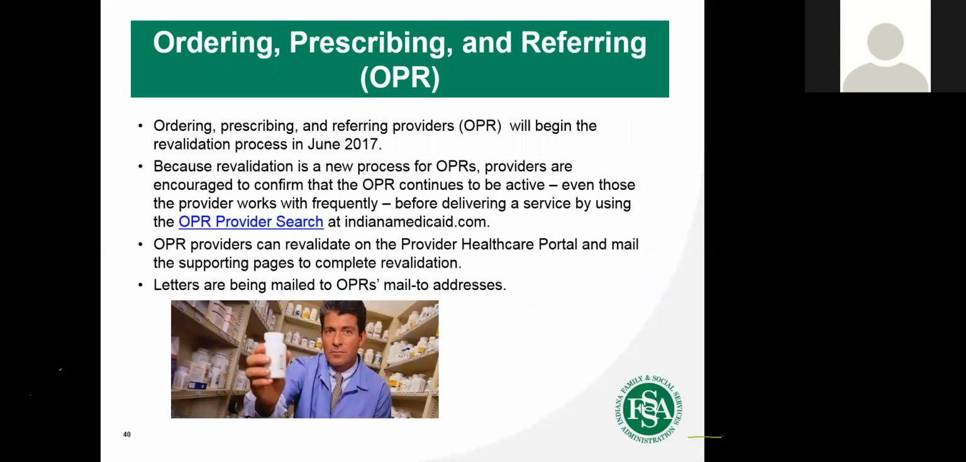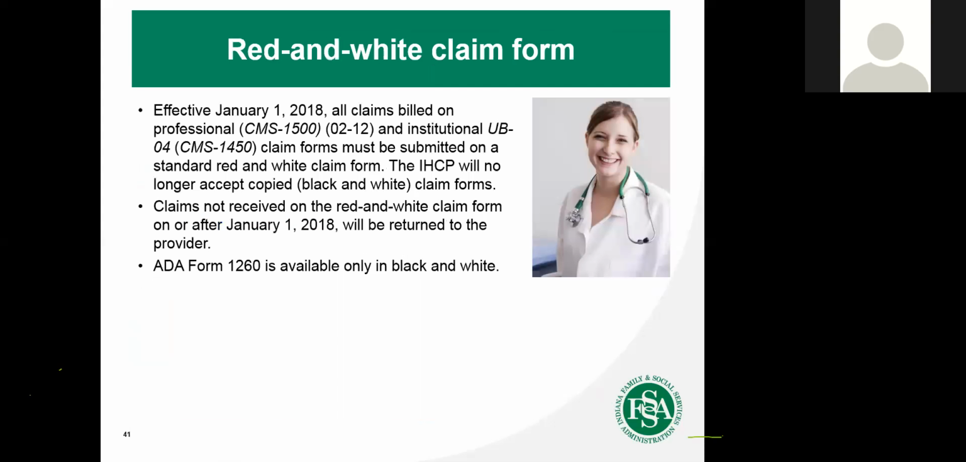Also, some of you use OPRs, and those OPRs have to revalidate, so that could be affecting some of your claims. So if you're getting errors for your OPRs because they haven't revalidated, you may want to contact them and tell them that we did mail the revalidation request to every OPR on file, and we mailed that to their mail to address that we had on file from their enrollment. So that's an FYI.